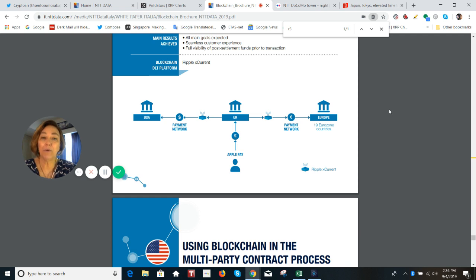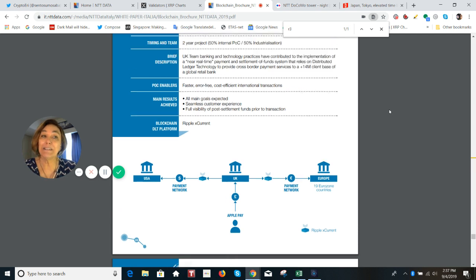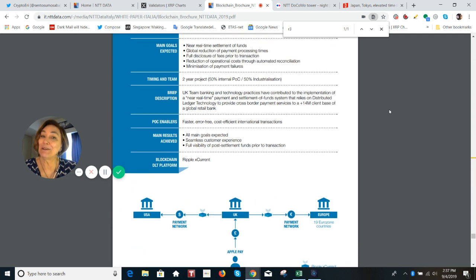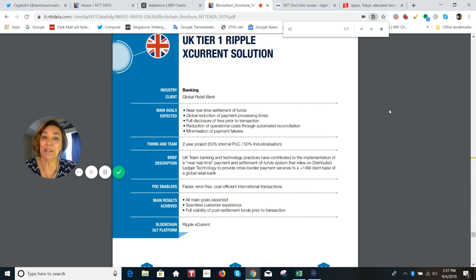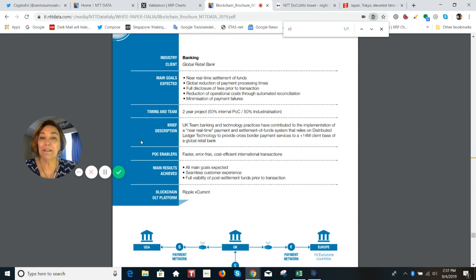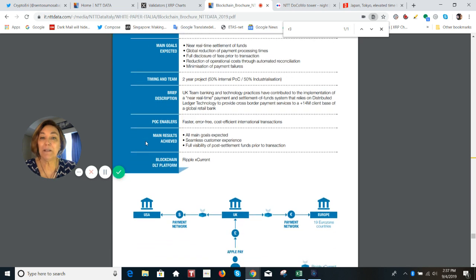It's a tier one Ripple solution payment and settlement with a brand new dedicated mobile app. The bank, which is not named, it just says that it is a global bank, is a bank that has 14 million in their client base. So I think it's quite large. We can only speculate who that is. It talks about the main goals that are expected, the timing, the team, the brief description, the proof of concept enablers, and the main results that have been achieved using Ripple's xCurrent.